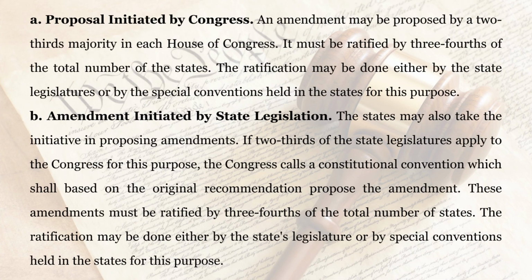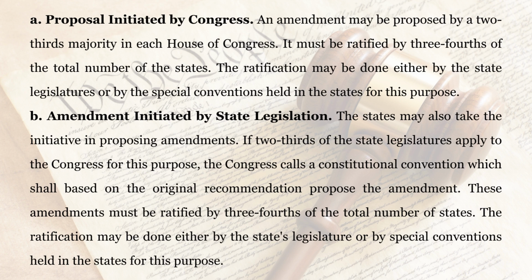A. Proposal initiated by Congress. An amendment may be proposed by a 2/3 majority in each House of Congress. It must be ratified by 3/4 of the total number of the states. The ratification may be done either by the state legislatures or by the special conventions held in the states for this purpose.